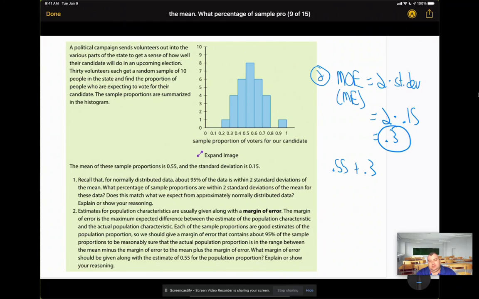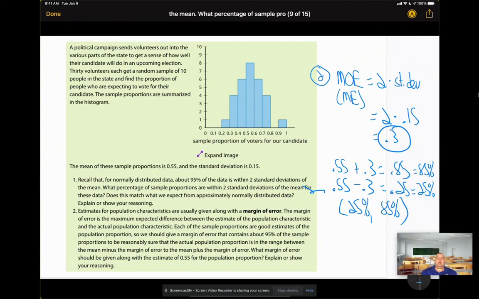What this means is that if I were to take the mean and add the margin of error, so 0.55 plus 0.3, that would be 0.85 or 85%. And if I were to take the mean and subtract the margin of error, so 0.55 minus 0.3, I would get 0.25 or 25%. So that would give me an interval of 25% to 85%.